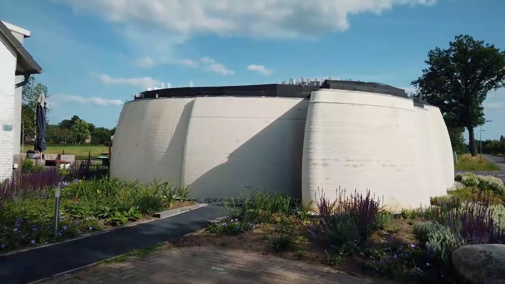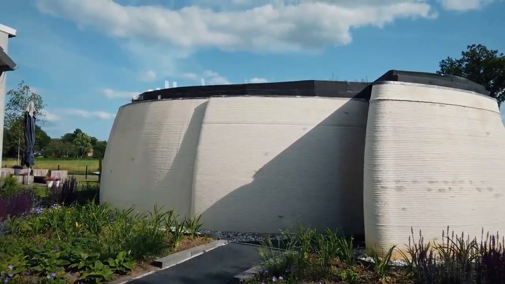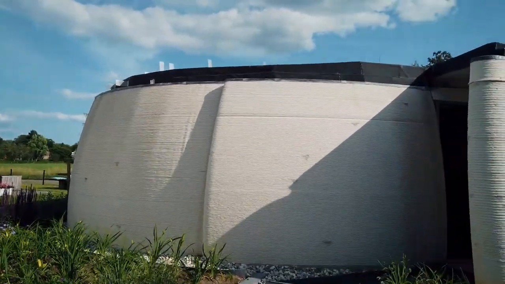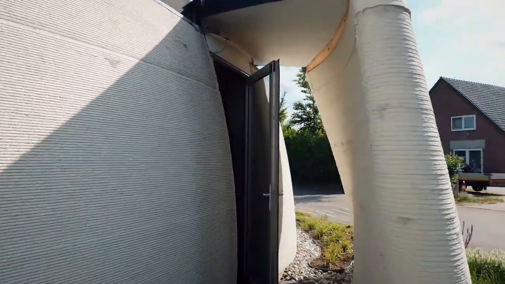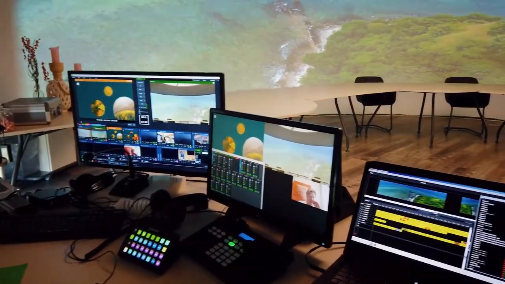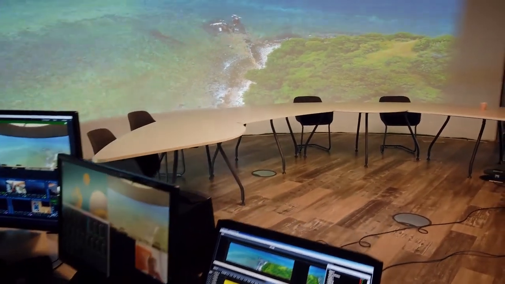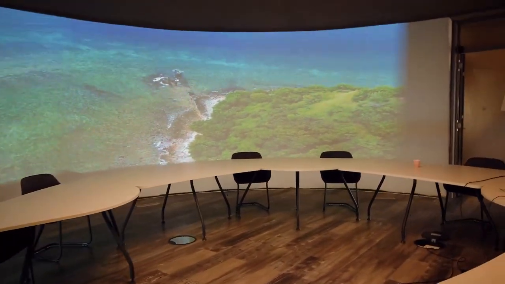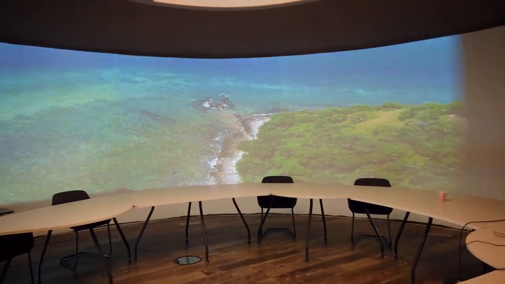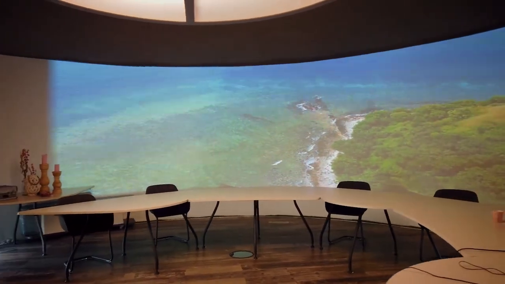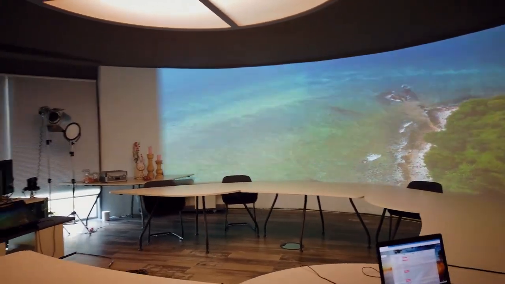Right now we're in Teuge, near the small airport of Teuge. Local business owners, Arvid and Mario, wanted a small, circular meeting room. One of the requirements of the client was that it should be possible to project images and videos on each wall surrounding the meeting room to change the mood of the meeting room.